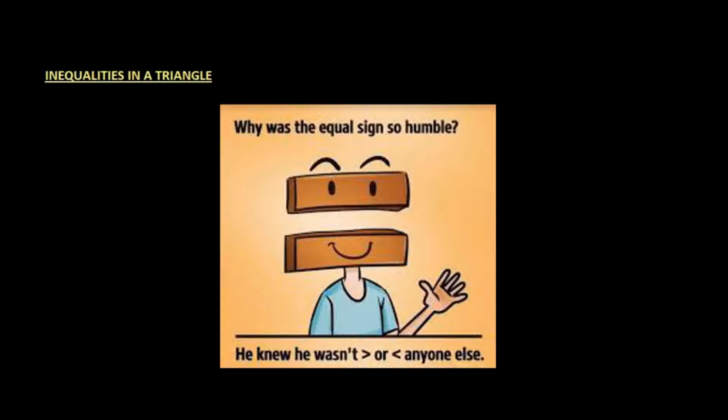But in a triangle, we have to deal with various inequalities. If I make a triangle like this where all three side lengths are different, then such a triangle is called a scalene triangle. But what does this tell us about the angles of this triangle? Well, we know the properties of a scalene triangle, that if the side lengths are unequal, then obviously the angles are also going to be unequal.